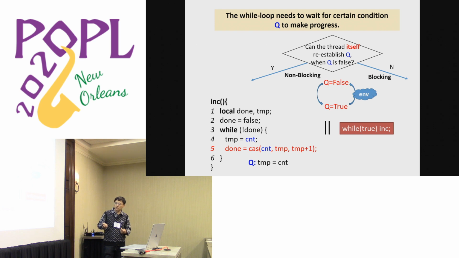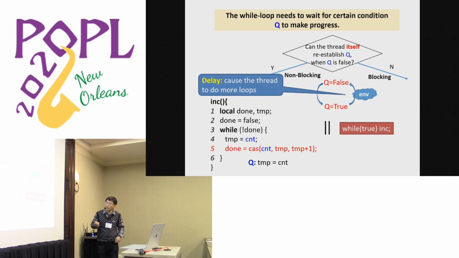Even after step 4, where it reestablishes the queue, it could be interrupted again by the environment. So the environment may take queue from true to false again. In this case, we call it a delay. This delay operation causes the current thread to do more loops. It's not really very harmful, in the sense that if we suspend the environment, the current thread would eventually progress. But if the environment is active, it may cause the current thread to do more loops. And in this case, the delay may happen infinitely many times.